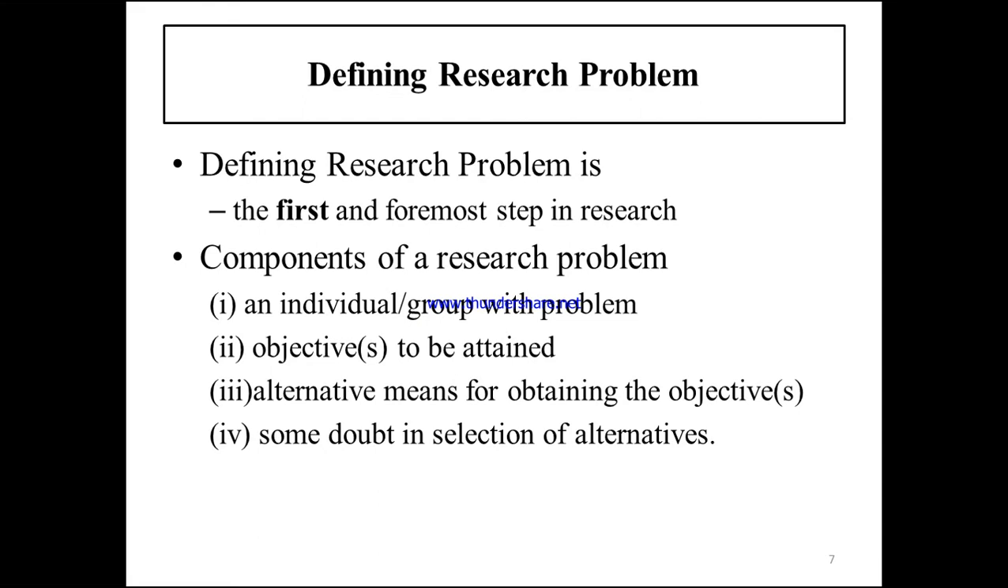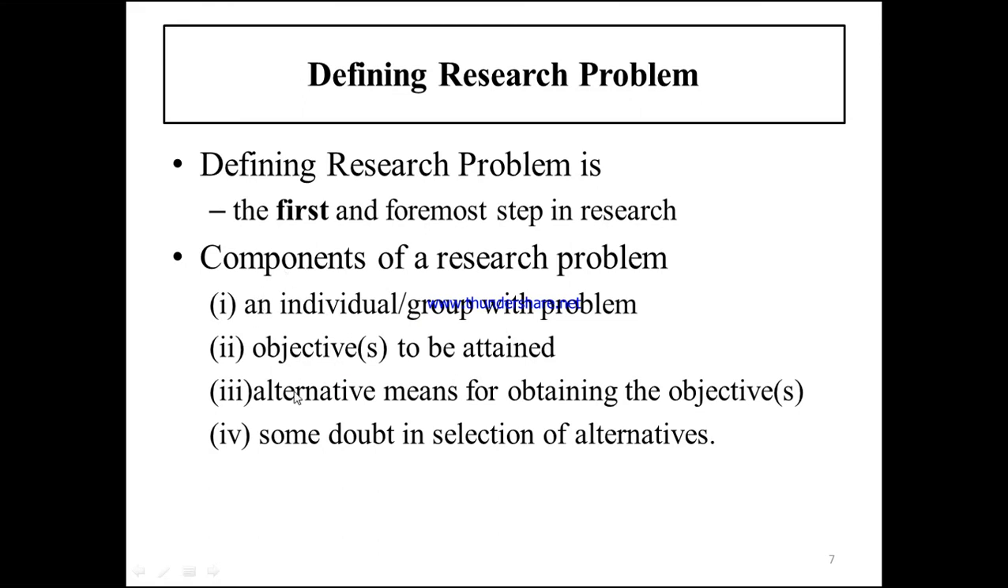When actually defining the problem, the definition of research problem should be given at the beginning of the study. That's why we say defining research problem is the first and foremost step in research. And what are the components of a research problem? These are the components. One thing, you need to have a group or individual with a problem. Then out of that definition of the problem, you have to identify objectives. So objectives to be attained are the other components of a research problem.